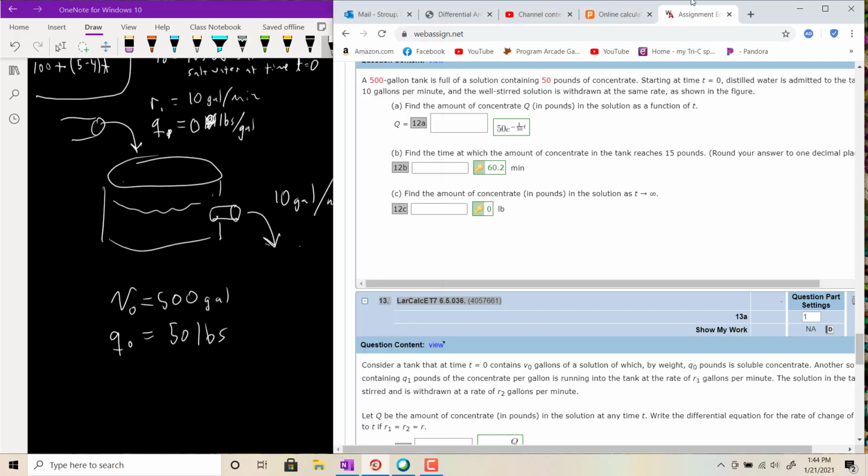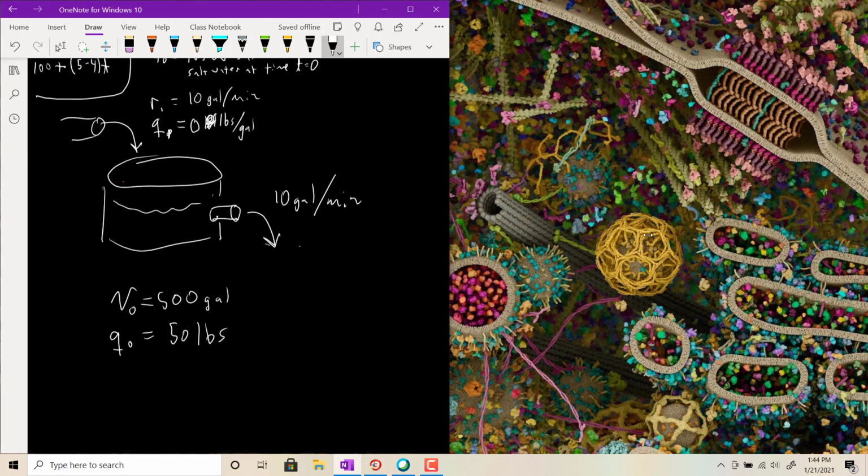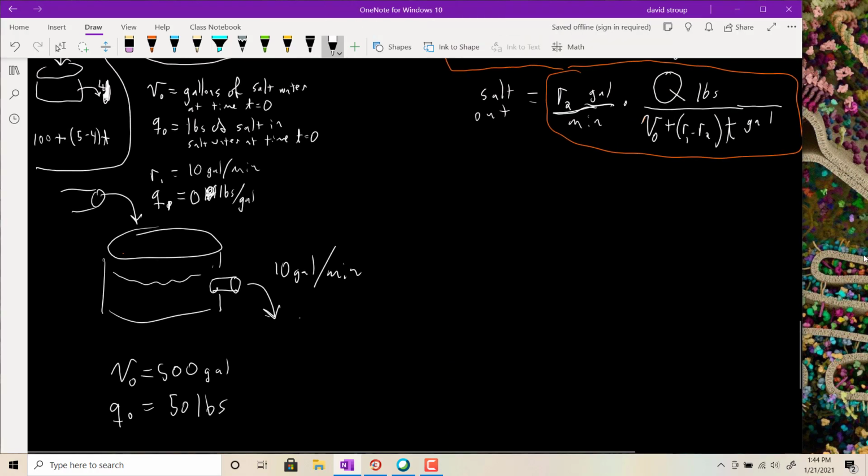And we need to find a function for it, and then probably answer some questions. So here we go. Salt in is going to be basically 10 times 0, which is just 0.